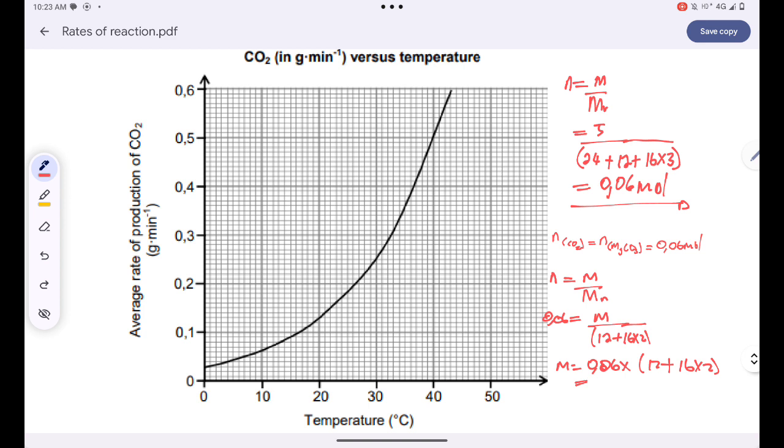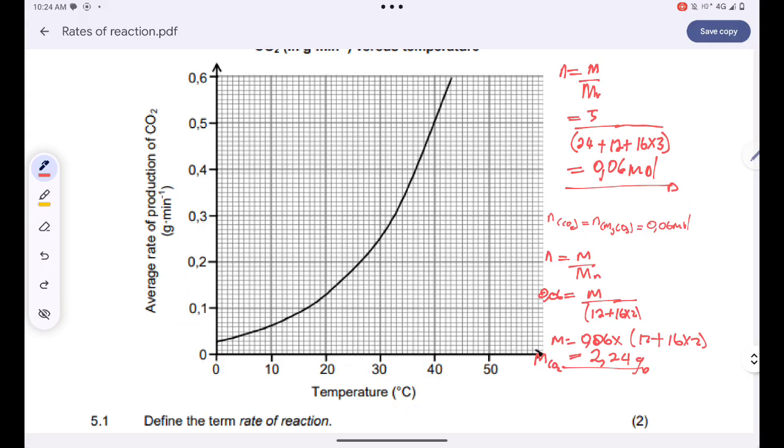0.06 multiplied by 12 plus 16 times 2. And this will give me a mass of 2.24 grams. Are you together? So this is the total mass of carbon dioxide that will be formed at 40 degrees. Are you together? This is the mass of carbon dioxide that will be formed.